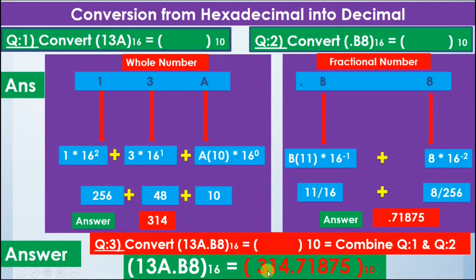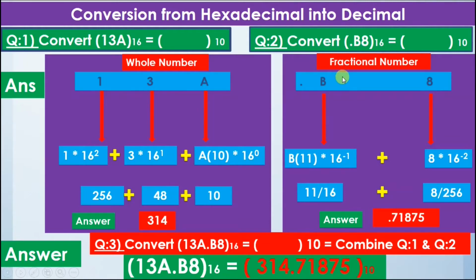So now we can say that the final answer is 314 comes here, 314, and 0.71875 comes here. So now they are combined to get one answer and we can say that the number 13A.B8 in hexadecimal is equal to 314.71875 in decimal.